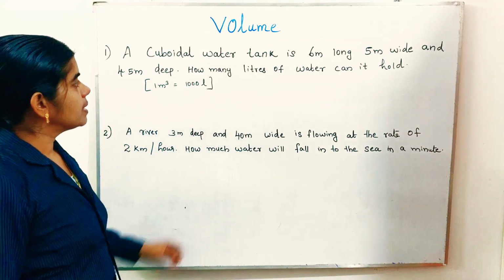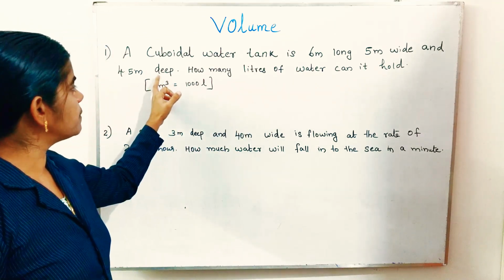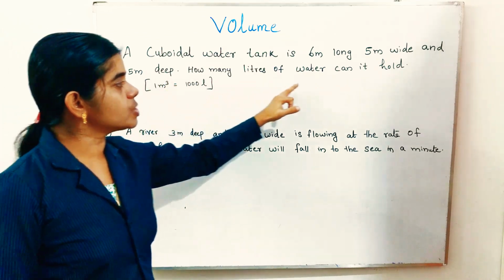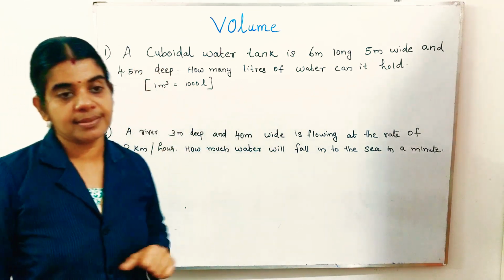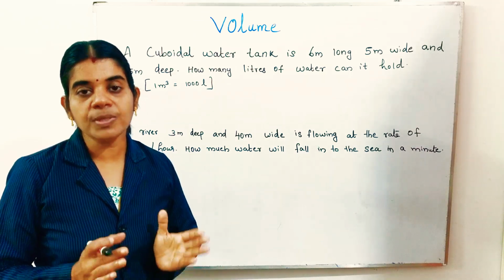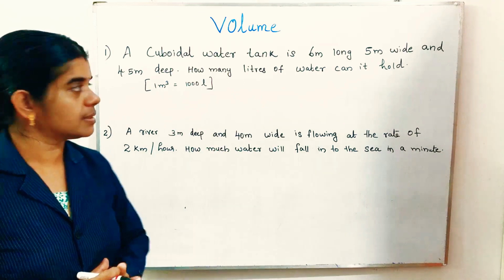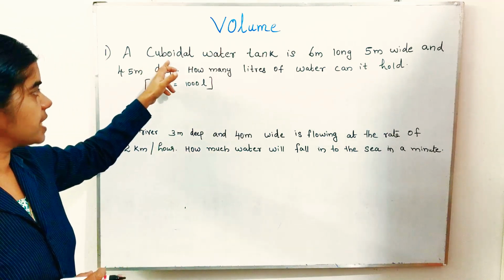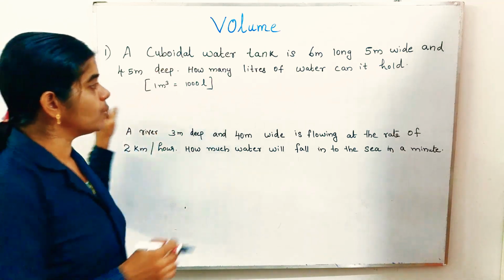Next question. A cuboidal water tank is 6 meter long, 5 meter wide and 4.5 meter deep. How many liters of water can it hold? Then it is a cuboidal water tank, and you already know that it is a hollow tank. How much water can it hold? That means we want to find out the capacity of the tank. For a cuboidal shape, you already studied that volume of a cuboid is equal to L into B into H.